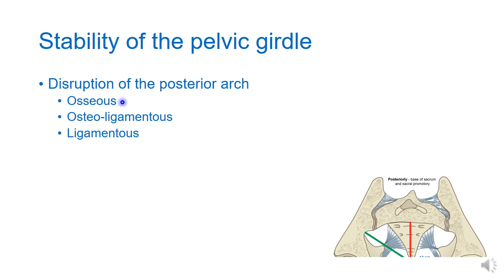If the disruption occurred in this posterior arch, either osseous or bony disruption like sacral fracture, iliac wing fracture, or osteoligamentous like dislocation of this joint together with fracture of a part of the bone, or a pure ligamentous disruption, all these three factors can contribute to instability of the pelvis after injury.